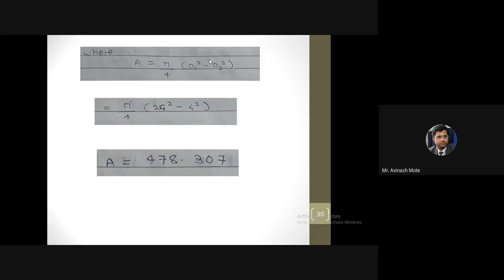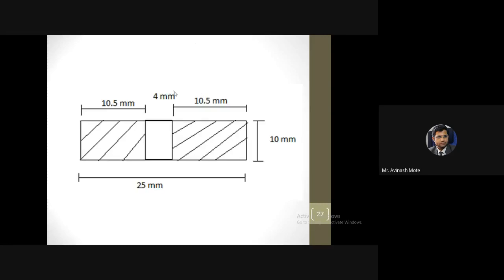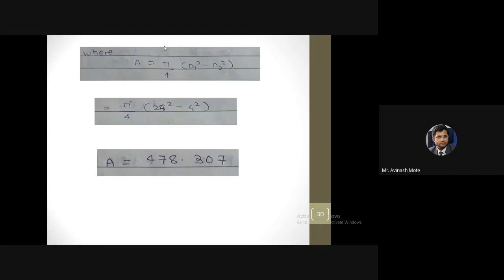Force, load by area. The load we got now is 20 kg per leg. Area with respect to this is total area minus hollow area. Total area is with respect to 25 millimeter diameter. Hollow area is with respect to 4 millimeter diameter. So pi by 4 25 square minus pi by 4 4 square, and you will get effectively 478.307 millimeter square. Area will be 478.307 millimeter square. Simple calculation of area, nothing difficult.